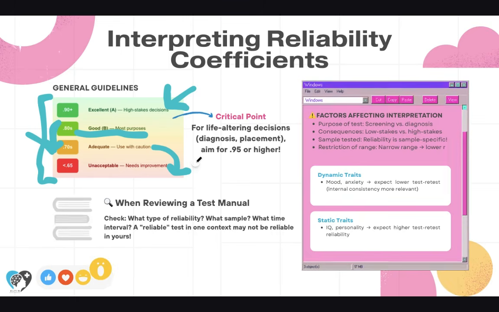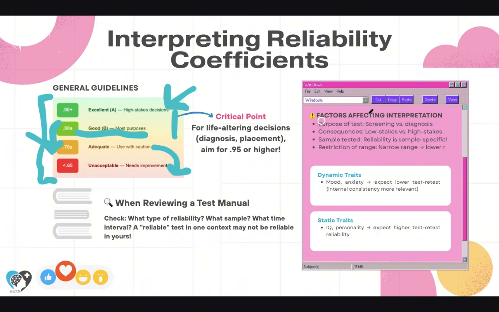And also, there are different factors that affect our interpretation. For example, what's the purpose of the test? Is it for screening or is it for diagnosis? Because if it's for diagnosis, you need to have very good reliability with that tool. Is it low stakes or high stakes? Where is it tested?